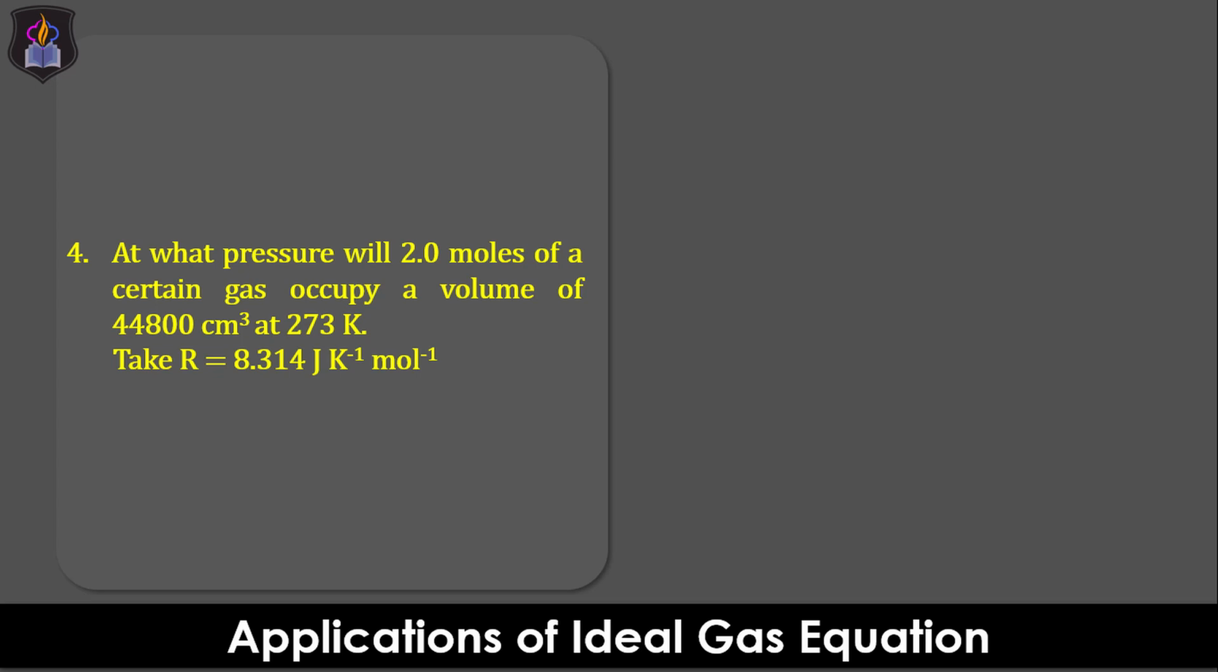Question 4. At what pressure would 2.0 moles of a certain gas occupy a volume of 44,800 cm³ at 273 Kelvin? Take R to be 8.314 joules per Kelvin per mole.